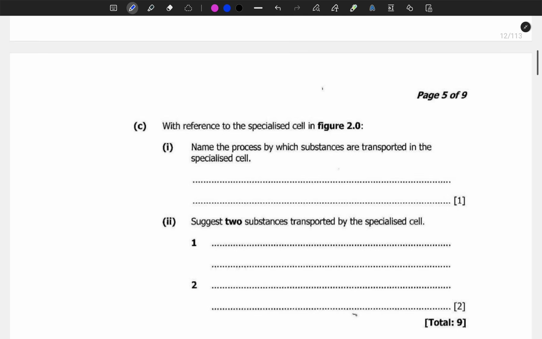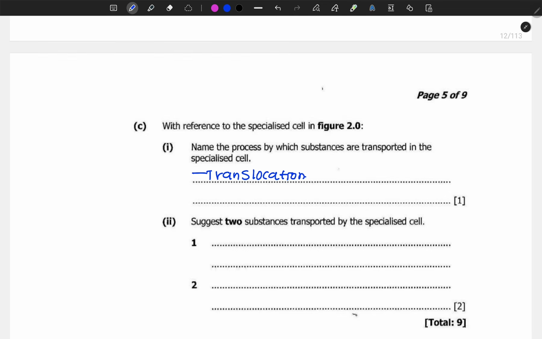Then we have question C. With reference to the specialized cell in figure 2.0, name, number 1, the process by which substances are transported in the specialized cell. Since we are looking at phloem, we are told to give the name of the process by which the manufactured food is transported by this cell. So that is translocation.